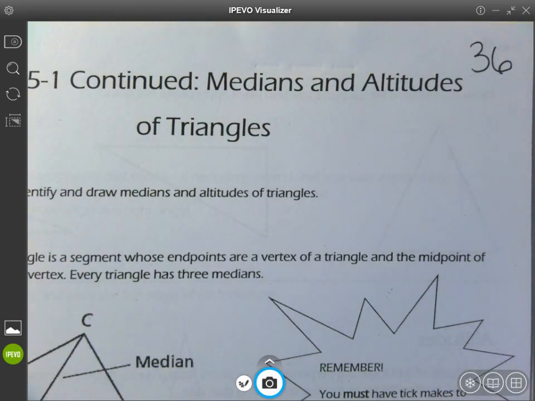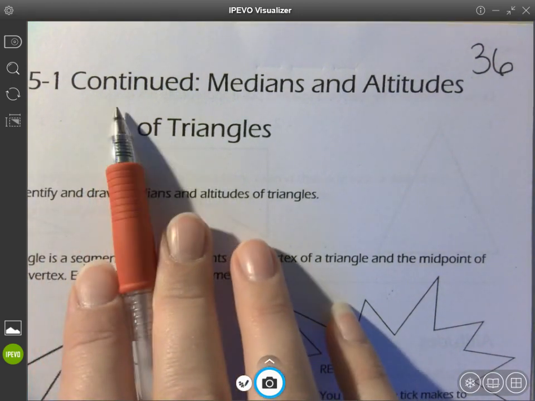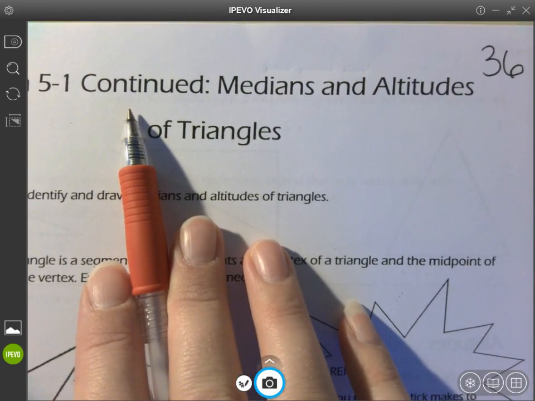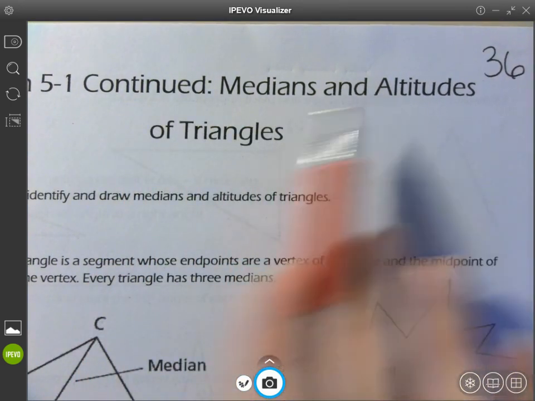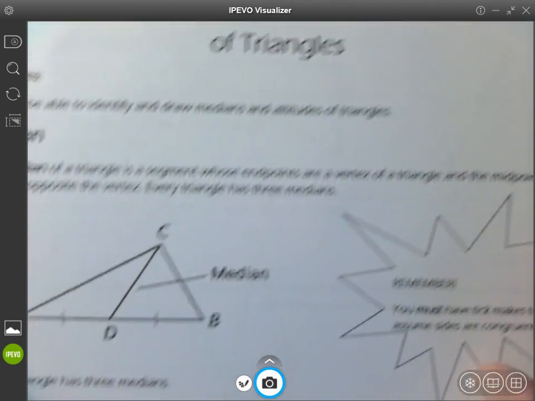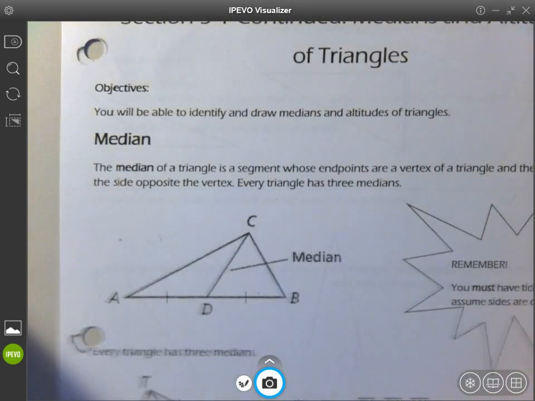All right, so we are doing worksheet 36, and it is on 5-1. It's continued from what we did with perpendicular bisectors and angle bisectors. We're talking about the medians and altitudes of triangles. So a median meaning middle, okay? So the same idea, just like the median of a road.